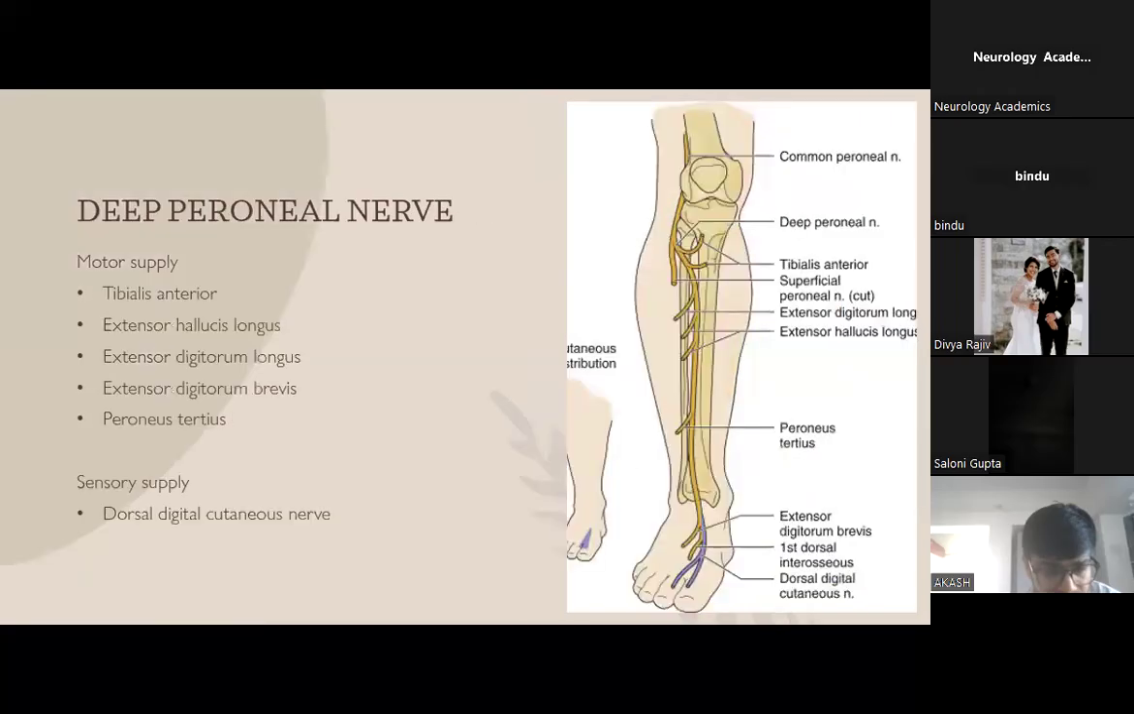The deep peroneal nerve supplies the extensors of the ankle and toes, along with the peroneus tertius. So it supplies tibialis anterior, extensor hallucis longus, extensor digitorum longus and brevis, along with peroneus tertius. And for sensory supply, it gives the dorsal digital cutaneous nerve, which supplies the web space between the great toe and the second toe.